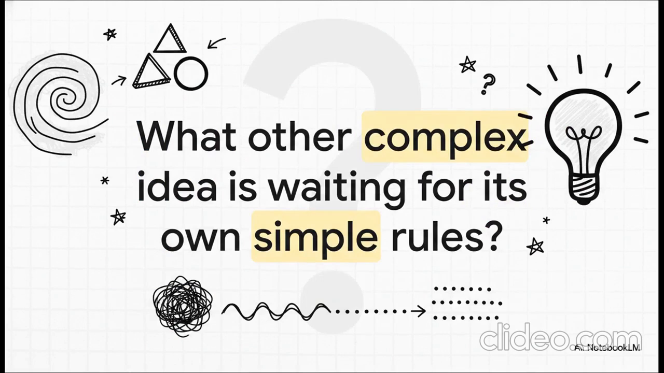Kolmogorov showed us that even something as wild and chaotic as randomness can be understood and described with just a few core principles. It really makes you wonder, doesn't it? What other huge, complex ideas out there are just waiting for someone to come along and find their own simple, hidden axioms?